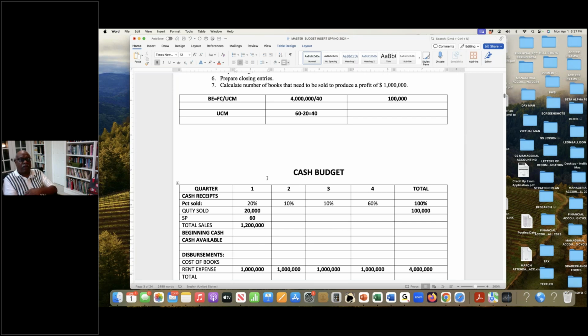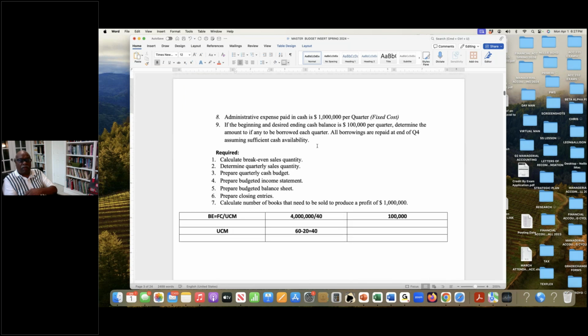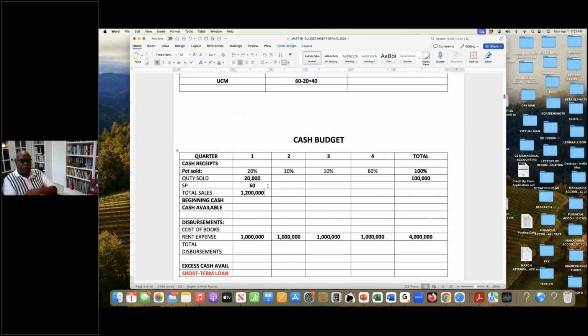In our beginning cash, we said we're starting with 100,000 and we want 100,000 in the bank all the time. Why is it 1.2 million? Multiply 60 times 20,000. Okay, thank you. So how much cash do we have available? We got our cash sales in the first quarter plus the 100, so we've got 1,300,000.